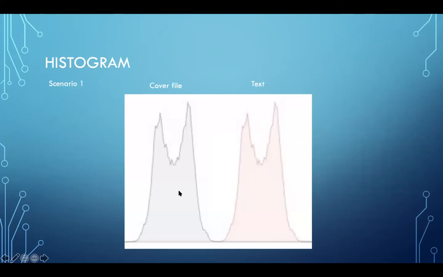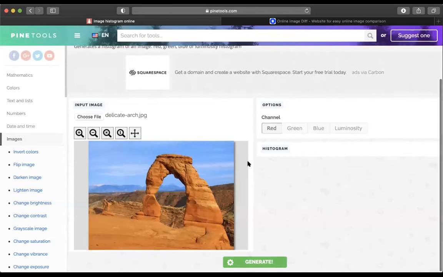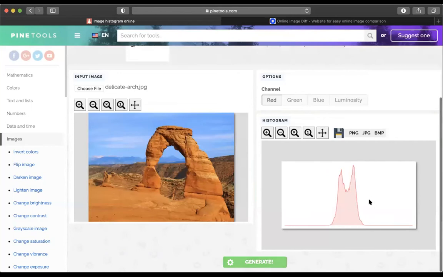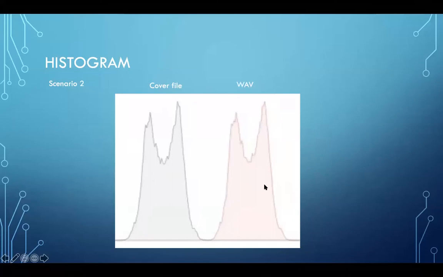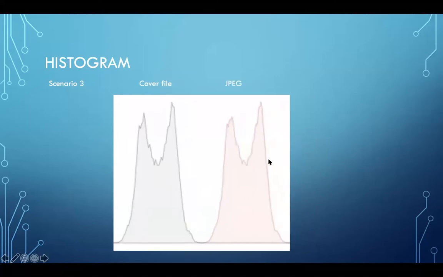Then the other one that we use is a histogram. And when we use the histogram, we used Pine Tools, which is an online tool as well. This is where we just take an image, such as this one, which is the delicate arch, and then we generate the histogram for that. And then we compare that histogram with the original file, which we showed you just a second ago. So we have the cover file and then the text file. Cover file, wave file, and there's a slight difference in the valleys here.